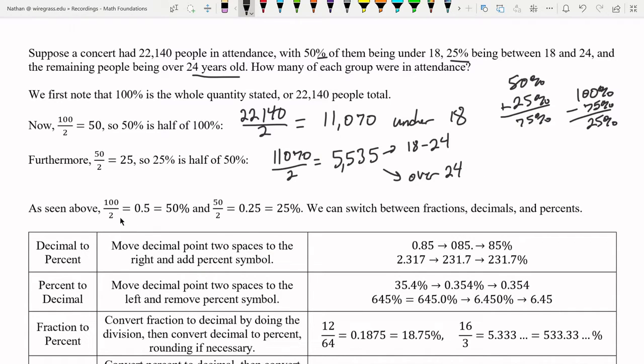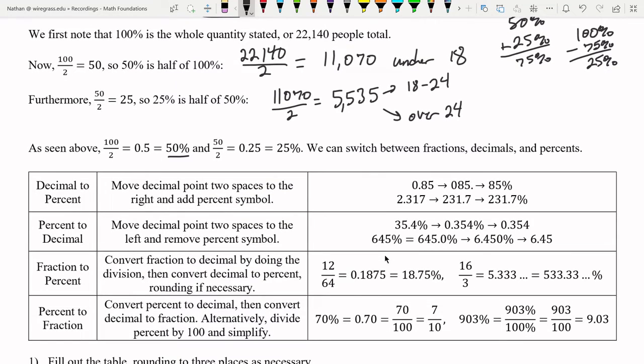So as we can see, we've seen that 100 divided by 2 is 0.5, and 0.5 is the same thing as 50%. So we've gone from a fraction to a decimal, and a decimal to a percentage. The same thing for 50 over 2 equals 0.25, and that's 25%. So we can switch between fractions, decimals, and percents, and that's what I've shown here in this table.